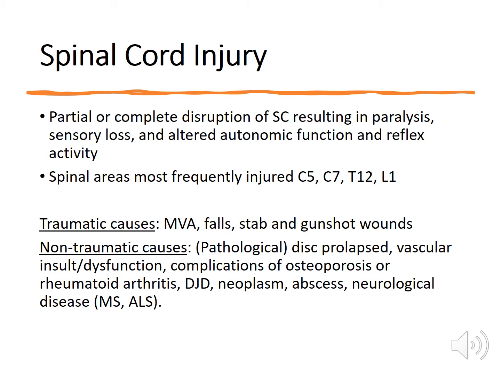It can be traumatic due to motor vehicle accidents, falls, stabs, or gunshot wounds, or it can be a non-traumatic cause, which can be due to a pathological disc prolapse, vascular insult or dysfunction, complications due to osteoporosis or rheumatoid arthritis. It can be caused by complications of degenerative joint disease, neoplasms, abscesses, neurological diseases such as multiple sclerosis or amyotrophic lateral sclerosis, which we're going to be talking about later on in the course.